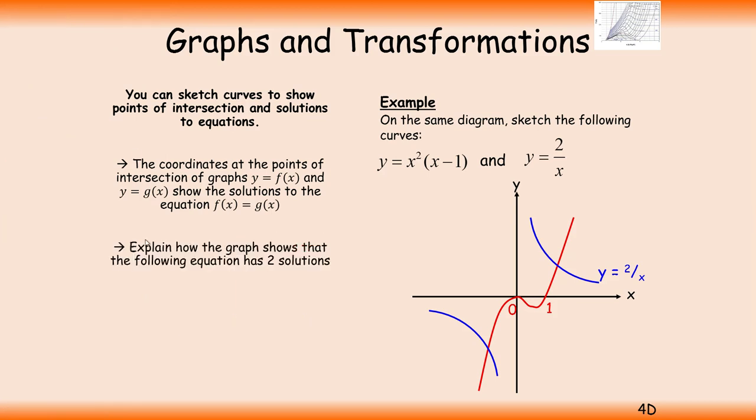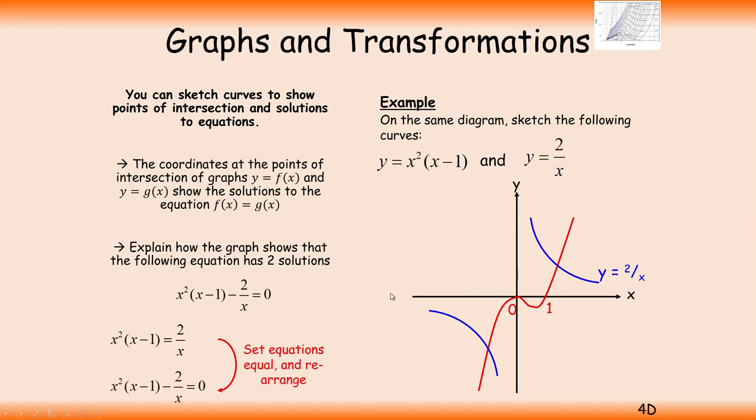And for the final part of this question, it says explain how the graph shows the following equation has two solutions. So there's our equation. And what they've done is they've equated this equation, this function, with that one there. So x squared brackets x minus 1 equals 2 over x, and they brought the 2 over x over that side. It has two solutions because, as you can see from the graph, they can only intersect at 2 points. They can intersect here and they can intersect here. So those are our two solutions.